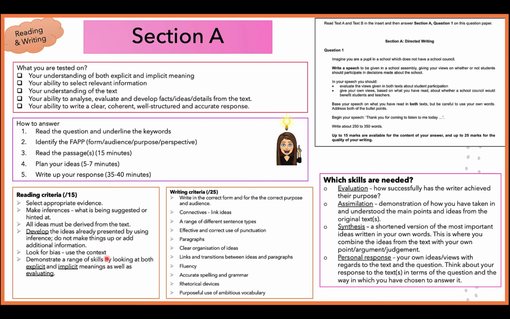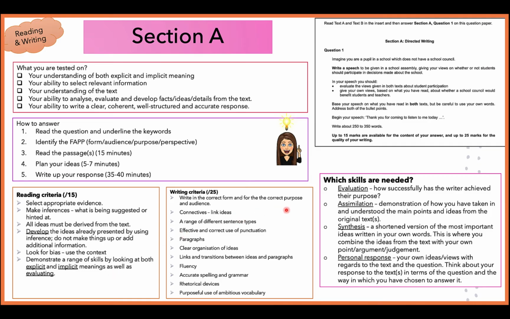You can also look for bias within the text, so look at the context of the text. You're usually given, at the top in italics, an overview of where the text is from, so sometimes there is bias within these texts depending on who is writing and why they're writing them. You want to demonstrate a range of skills by looking at both explicit and implicit meanings as well as evaluating.